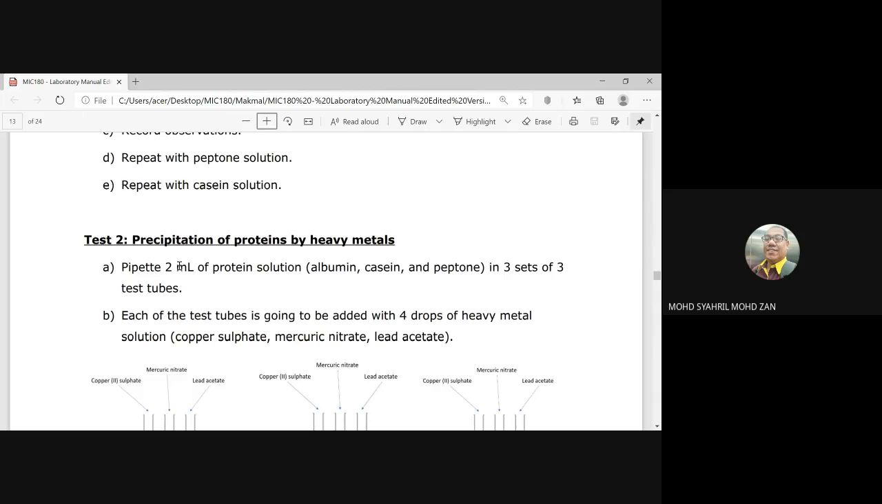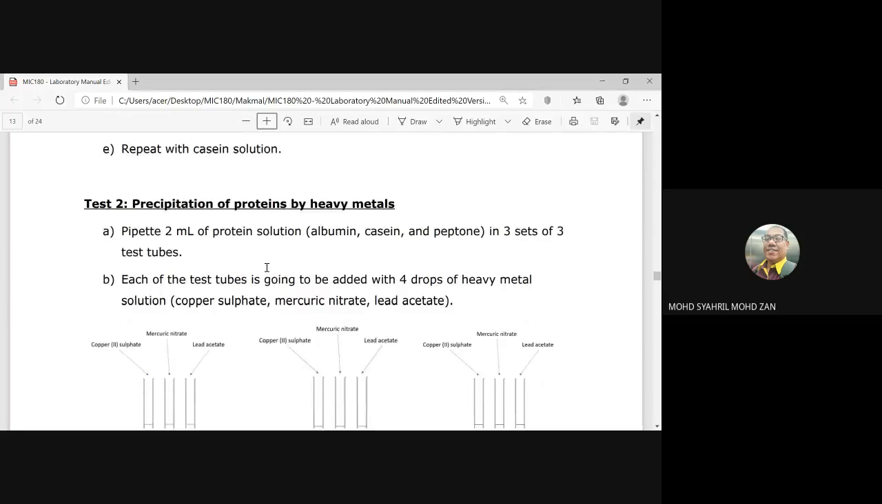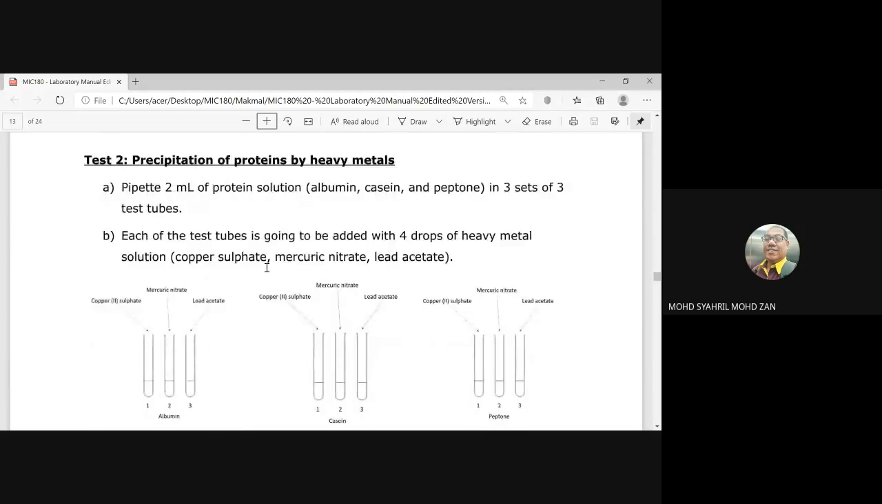Okay, so you have to prepare 2 ml of protein solutions, according to the picture below. You have to do 3 sets of 3 test tubes. Albumin: label the test tubes 1, 2, 3. But why 1, 2, 3?